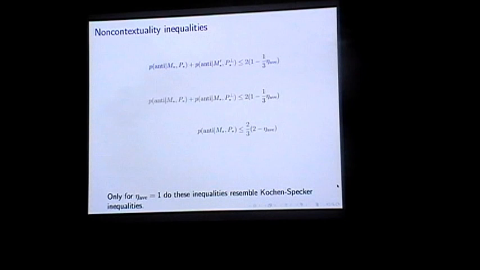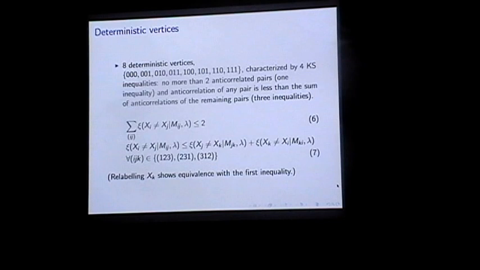One thing to note is that for eta average equal to 1, these inequalities are essentially what you would call Kochen-Specker inequalities, because whenever you put eta equals 1, for the first case the upper bound is 4/3, second case 4/3, third case it's 2/3, and that's what you expect in a deterministic non-contextual model, because there are 8 possible deterministic assignments you can do to 3 binary measurements, and none of them have more than 2 anticorrelated pairs.